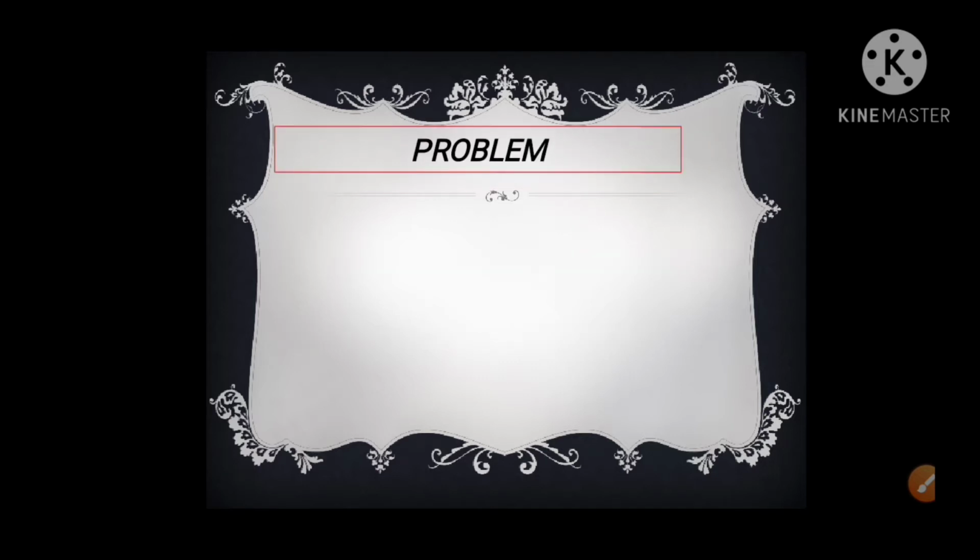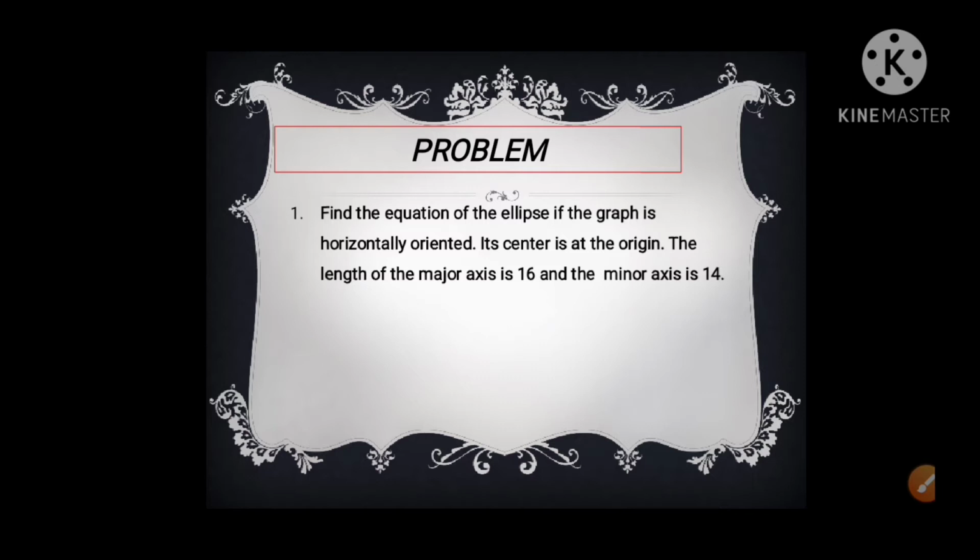So now we have the problem. Find the equation of the ellipse if the graph is horizontally oriented. Its center is at the origin. The length of the major axis is 16 and the minor axis is 14. So, let's find first the given. Our center is at the origin, therefore the value is 0, 0. The length of the major axis is 16. The minor axis is 14. Then, the orientation is horizontal.